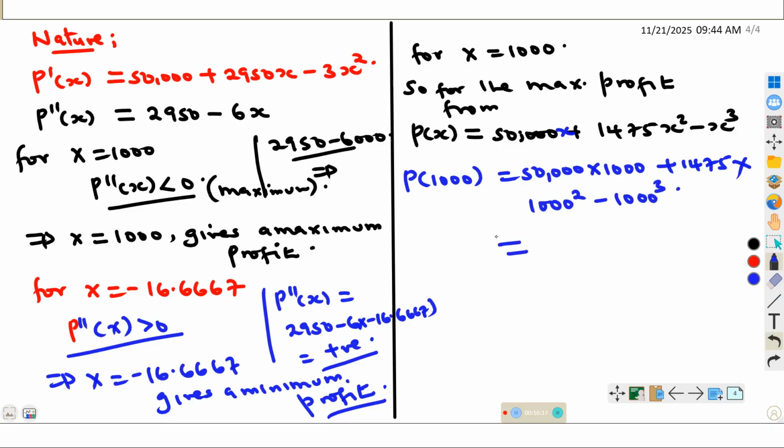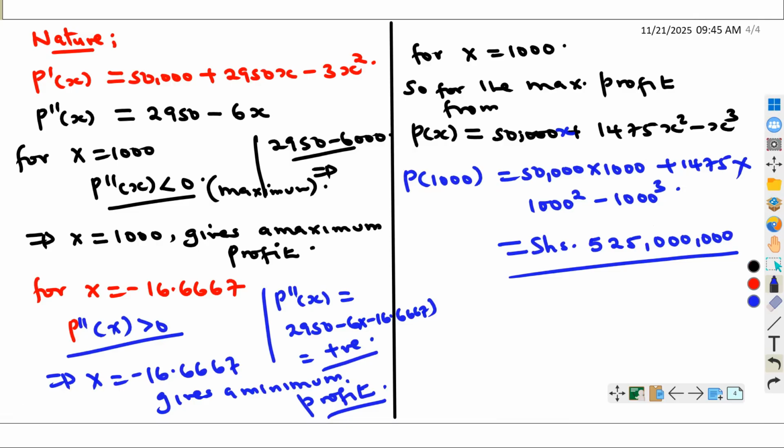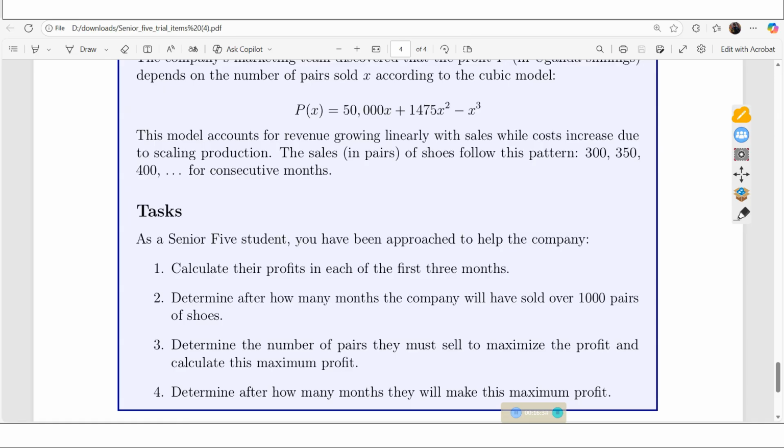So this will give us the maximum profit, which is 525 million Ugandan shillings. So this will be the maximum profit. After getting the maximum profit, we shall have answered part 3, where they are saying determine the number of pairs they must sell to maximize the profit and calculate this maximum profit.